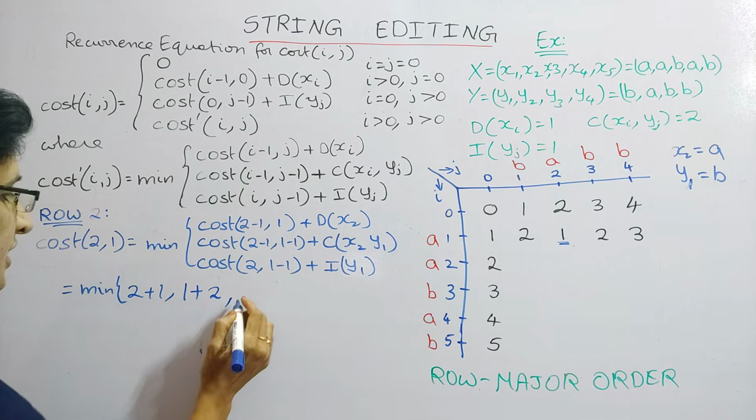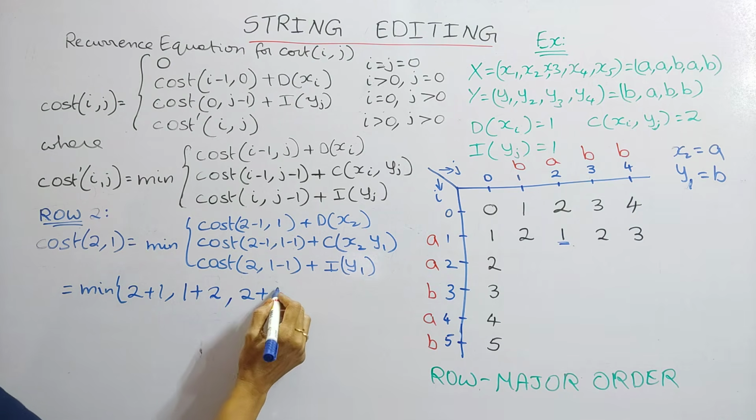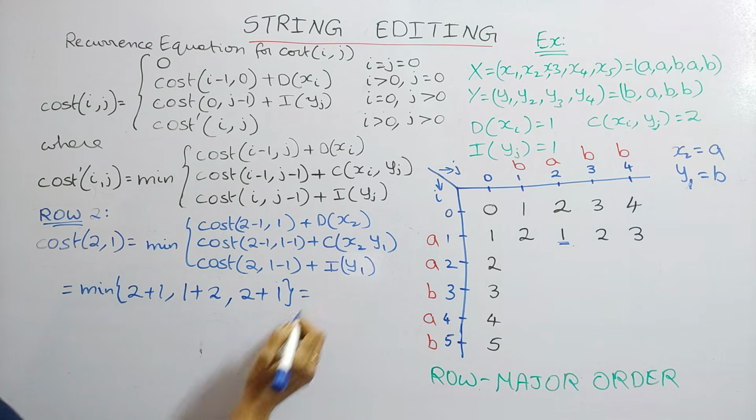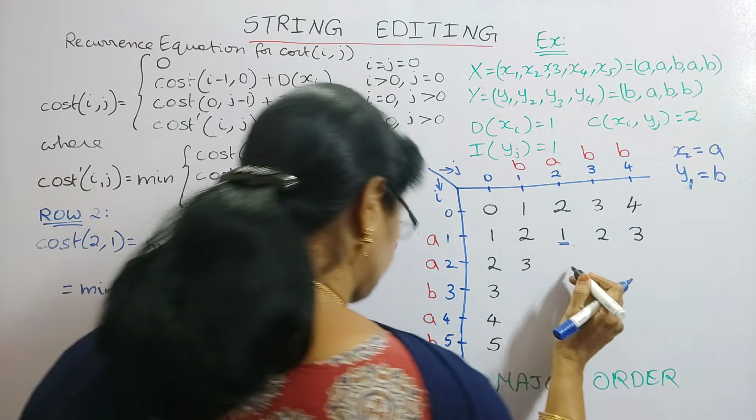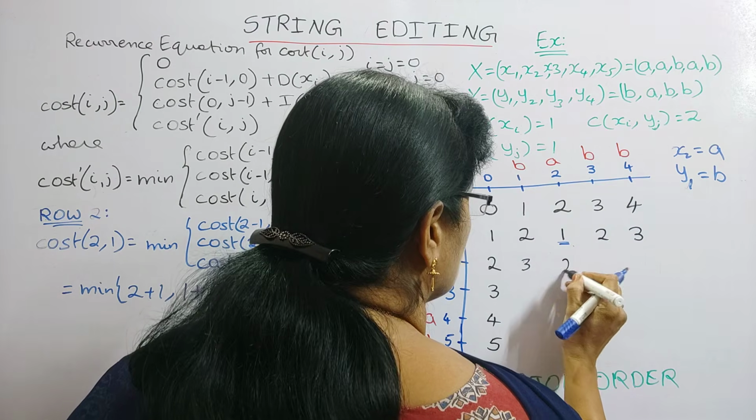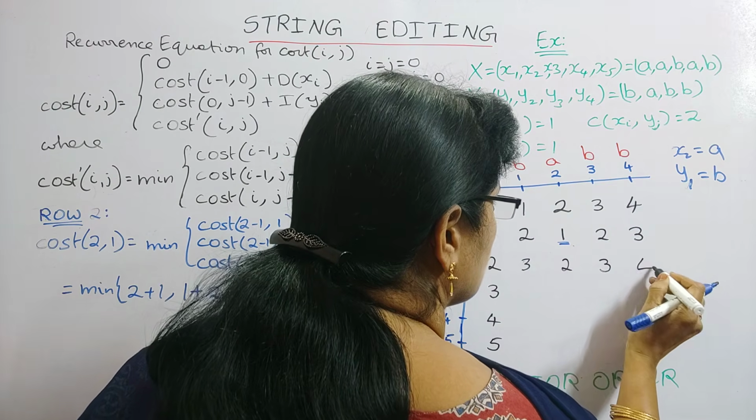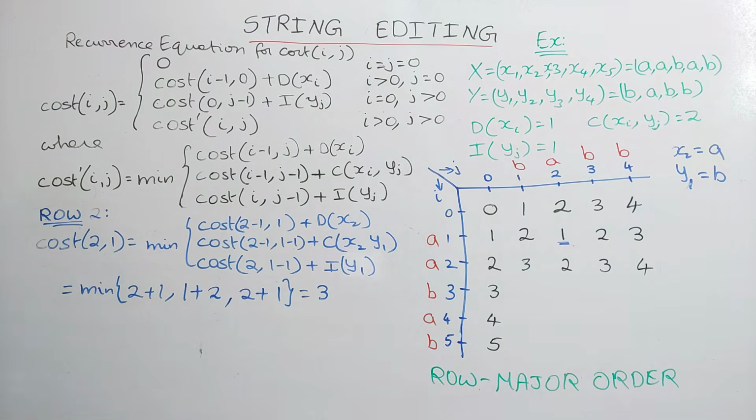2, 0 is how much? It is 2 plus the insert operation cost is 1. So now it is 3. Like this you have to compute for all the values in the second row. So I am giving the values. So this is 3, 2, 3, 4. So this is how you can compute for row 2.